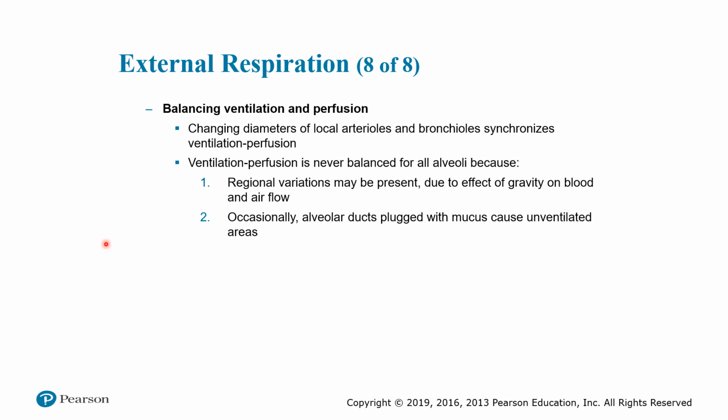Ventilation perfusion is never balanced for all the alveoli in the lung. This is about the normal lung. It is not that the same amount of ventilation perfusion is present in all the alveoli. It is different in different alveoli, and it is being locally controlled. Regional variations may be present due to the effect of gravity on the blood and airflow, and occasionally alveolar ducts get plugged with mucus, and now that alveolus is unventilated. So this ventilation perfusion coupling and this regulation and balancing of the ventilation perfusion is happening at the level of individual alveoli.